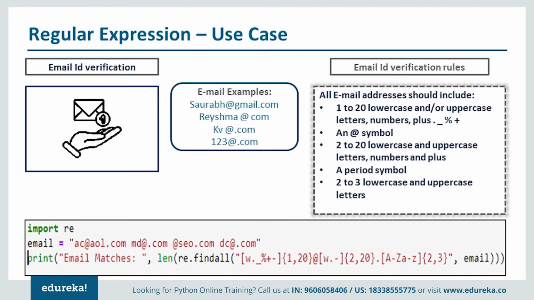Then @ is there. Similarly, the website name can be 2 to 20 characters, but special characters like percentage or plus will not be there. Hyphen can be there in the website name, we can use that. And after that we have the dot com part, with letters in a range of 2 to 3. So this is how you can identify whether the email you are using is valid or not.